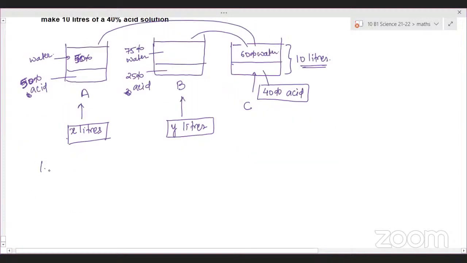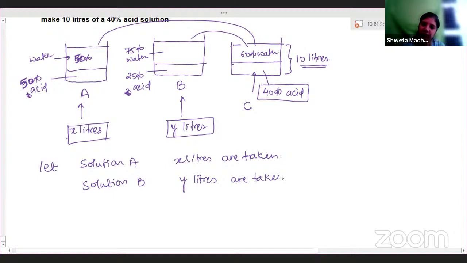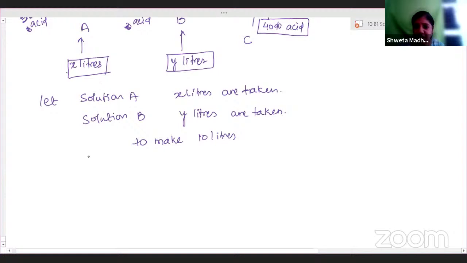So here, let from the first solution, solution A, X liters be taken, and from solution B, Y liters be taken, to make 10 liters. So what is the equation here? What is the relation? X plus Y is equal to 10. X plus Y total should become 10. This is our first equation. Now the amount of acid in each.